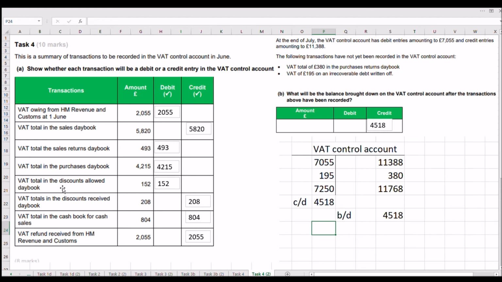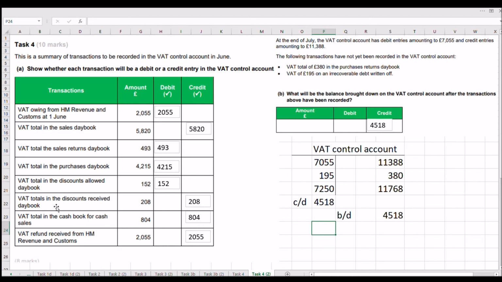Total in the discounts allowed daybook, right? So this is discounts allowed, so it's debit discounts allowed, which is an expense, a reduction in the amounts available for shareholders, a reduction in money in items, so debit VAT, credit trade receivables control account. So debit discounts allowed, debit VAT, credit trade receivables control account.